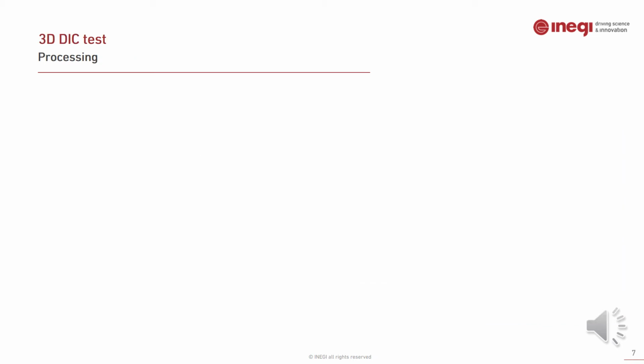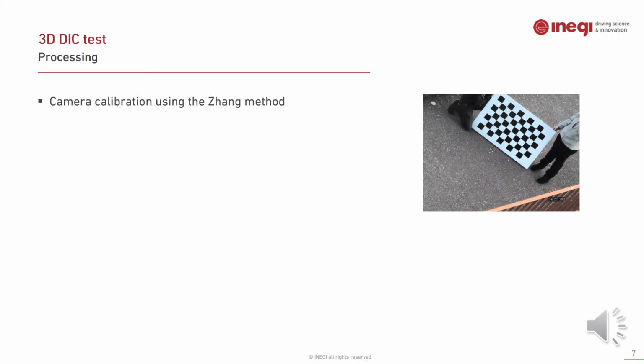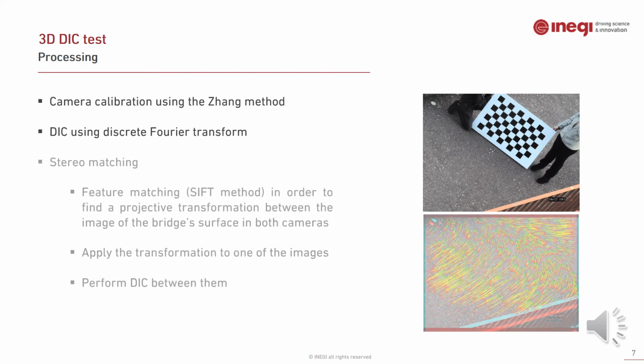So as for the processing of the 3D test, we started by calibrating the cameras using the Zhang method, and then we performed DIC using our own algorithm, which uses the discrete Fourier transform, and which has been the subject of a previous publication by our team.